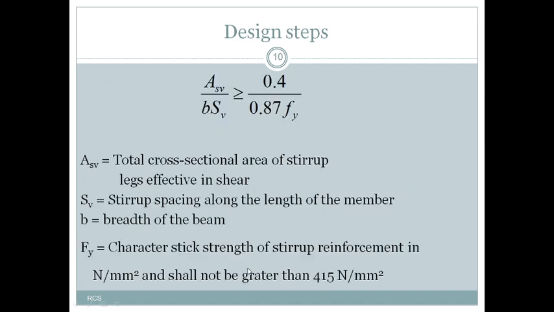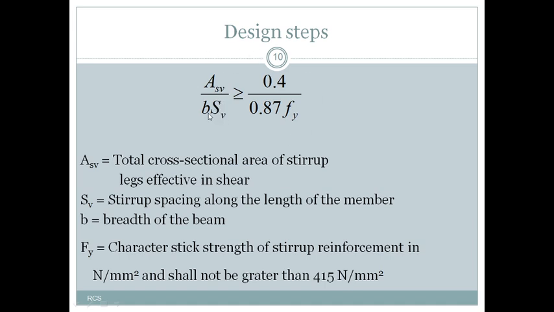So in this formula we have ASV. ASV is nothing but the total cross-sectional area of the stirrup legs effective in shear. And you know the width of the beam. SV is the spacing of stirrups along the length of the member, and Fy is the yield strength of the steel that should not be greater than 415 Newton per mm square. According to this, we can calculate what ASV is.